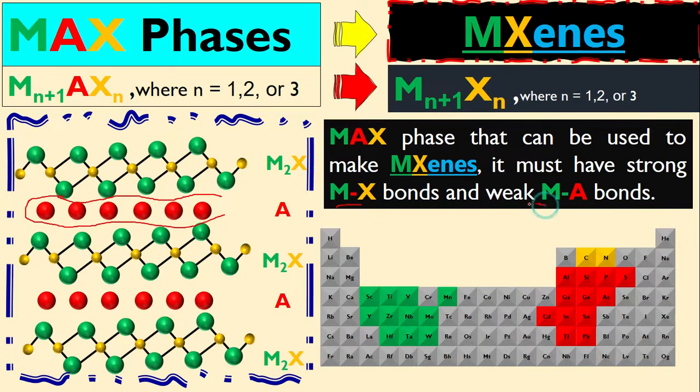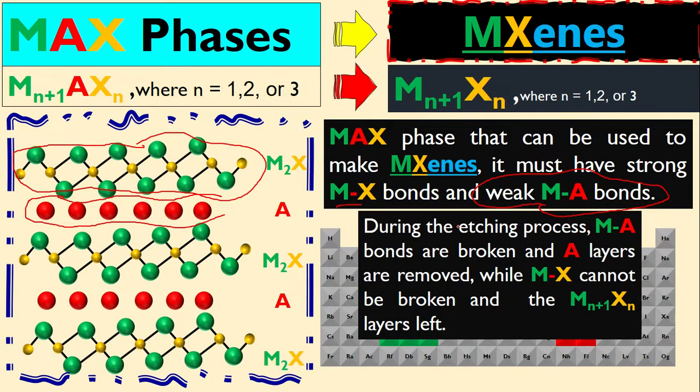This M-A bond is basically a metallic bond, and a metallic bond is weak as compared to an ionic or covalent bond, while the M and X are bonded with each other through a covalent or ionic bond, right? And look here, look there, these are basically metallic bonds, so these are weaker. So when we drop this powder in an etching agent like HF or some other etching agent, this bond is weak, so it shows no resistance and it will automatically break.